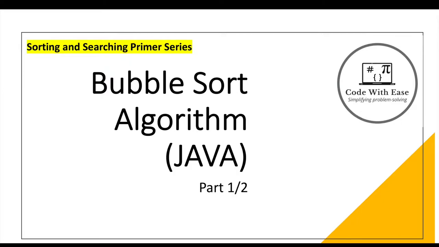As part of this series, we are starting with the very first sorting algorithm, which is called the bubble sort algorithm. We have broken this algorithm in several parts and we are going to have a two-part series for bubble sort. In the first part, we are going to talk about what the algorithm is, a brief overview of it, how it works, and a dry run using an example.